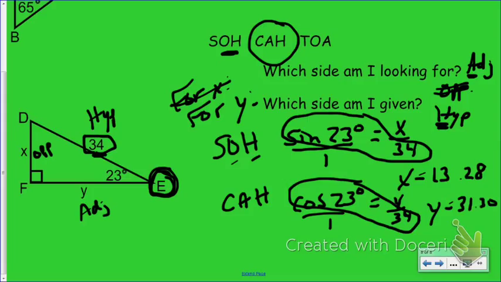So again, remember the picture is not necessarily drawn to scale, but that might be kind of close. So here's what x and y equals, and that's how you find missing sides using trig ratios. So good luck, and let us know if you have any questions.